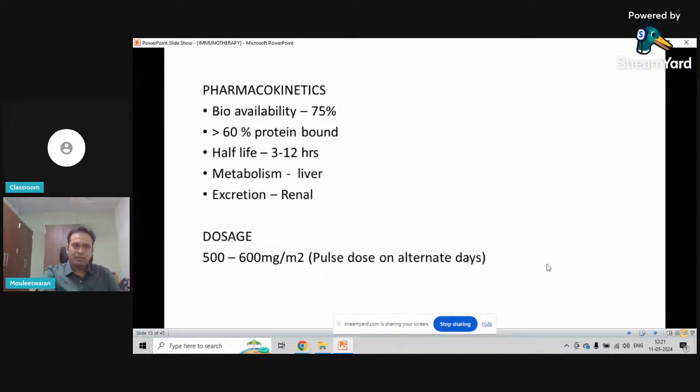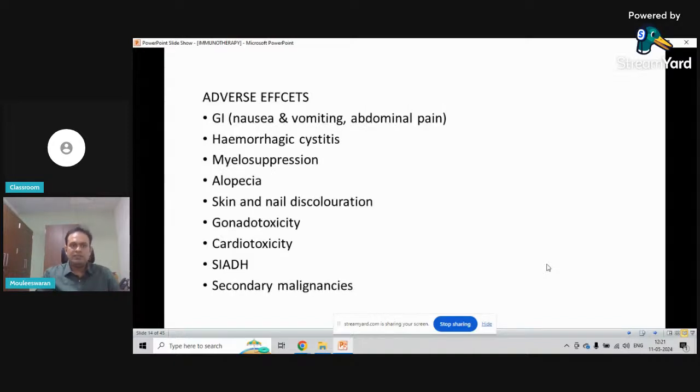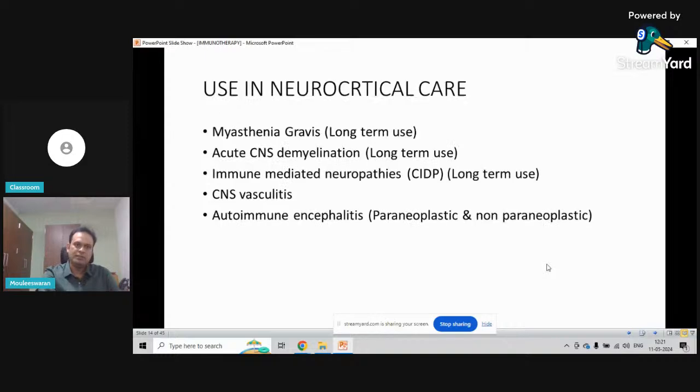The half-life is 3 to 12 hours, it is mainly metabolized in the liver, and it is excreted by the kidneys. The dosage ranges from 500 to 600 milligrams per meter square. It is administered as a pulse dose on alternate days. Coming to the adverse effects: GI adverse effects, hemorrhagic cystitis, myelosuppression, alopecia, skin and nail discoloration, gonadal toxicity and cardiotoxicity, it can cause SIADH, and predisposes to secondary malignancies.